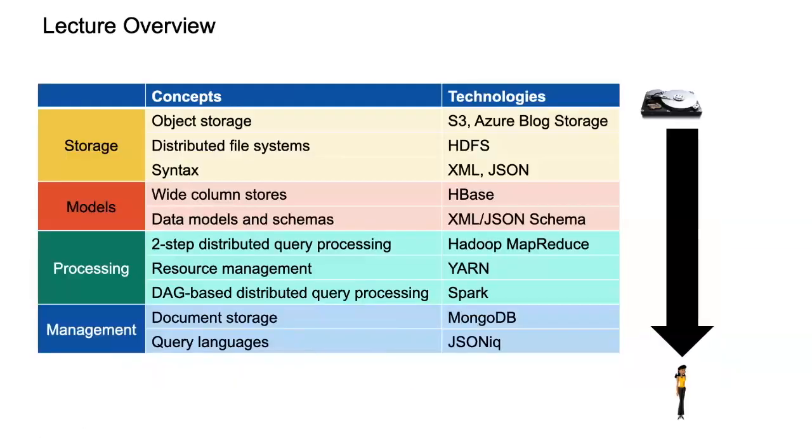In big data, we are going to be looking at things like cloud storage, S3, Amazon, HDFS, Hadoop, XML, JSON, HBase, Bigtable, XML and JSON schema, MapReduce, YARN, Spark, MongoDB, JSONiq, and so on. Who already heard some of these words somewhere, right? A lot of you, right? So we look into all of that in big data.